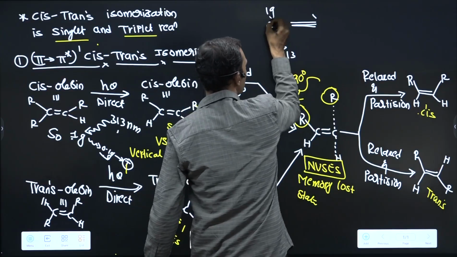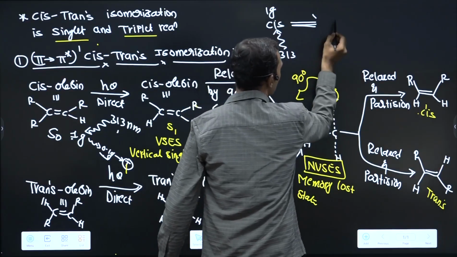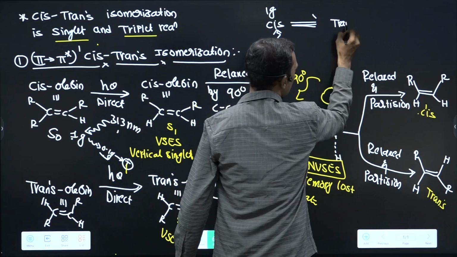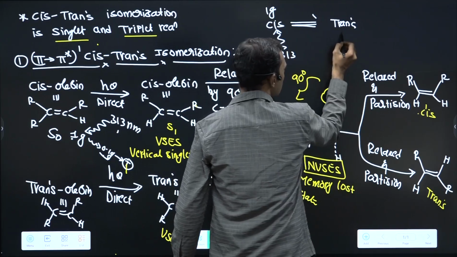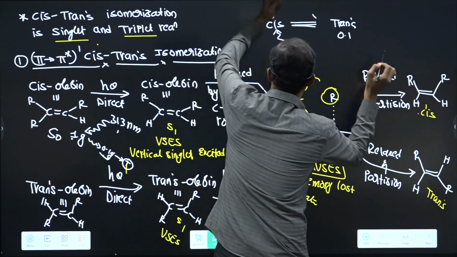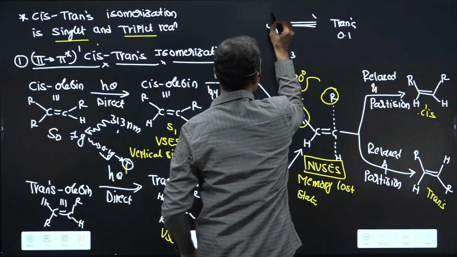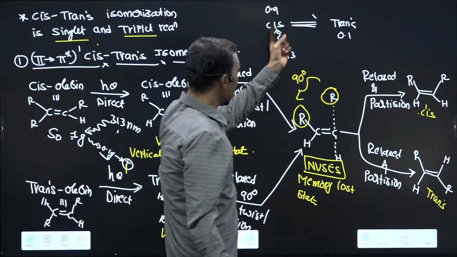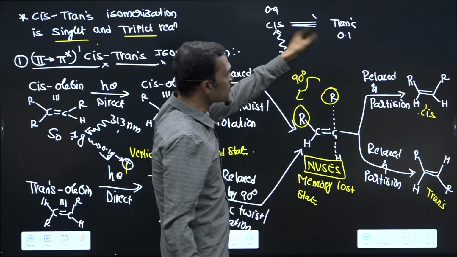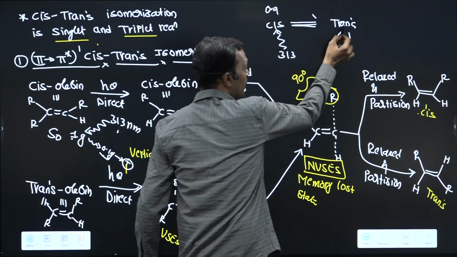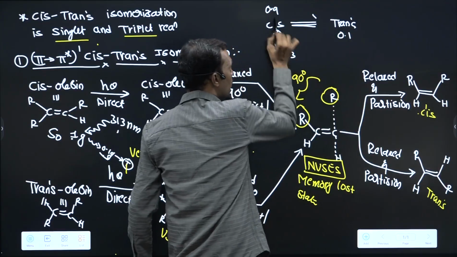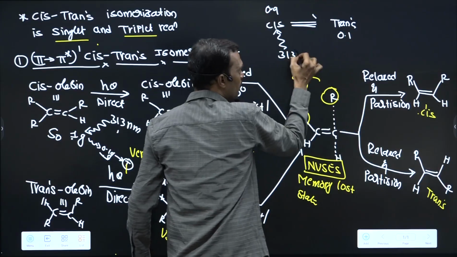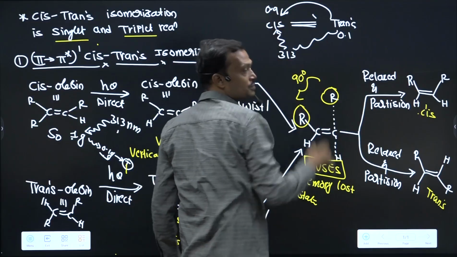Initially, 1 gram is there. Now cis starts converting into trans. How many grams? 0.1. Now how many grams are left? 0.9 grams are left. When 0.1 gram of cis starts converting into trans, this trans never allows this 330 nanometers to convert the remaining amount to trans. It will absorb this and start converting into cis.